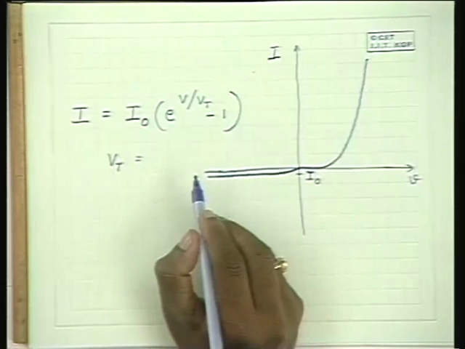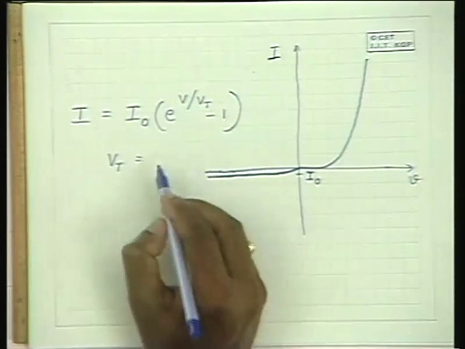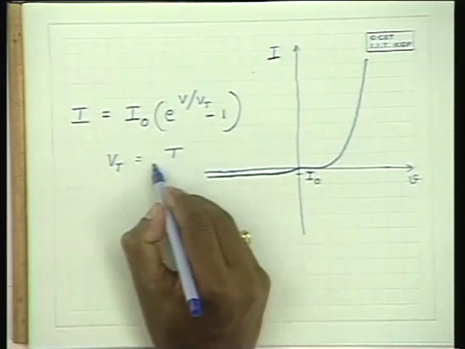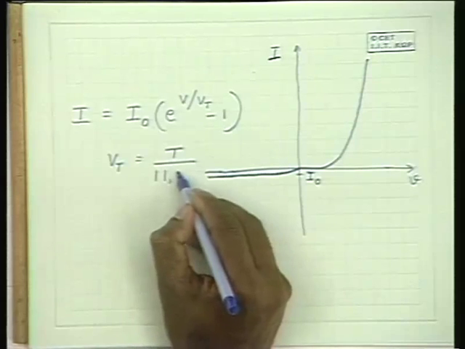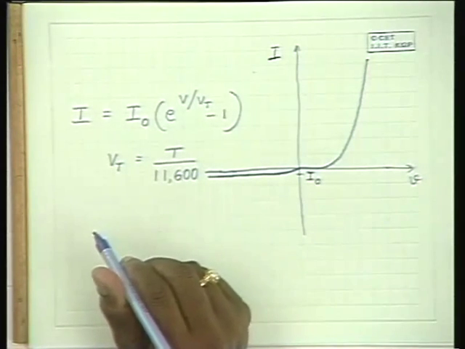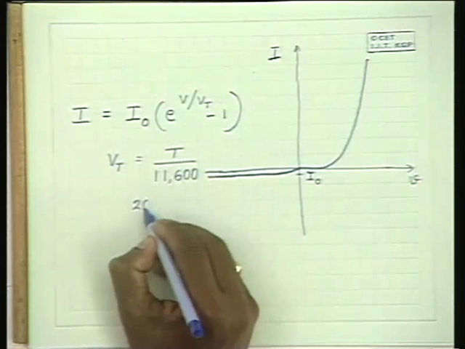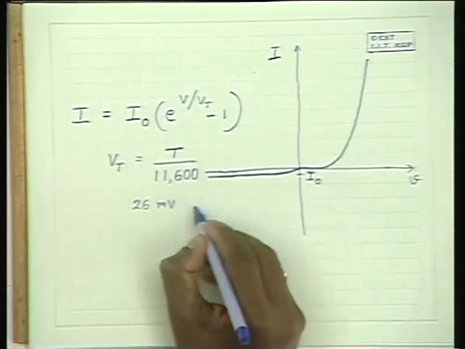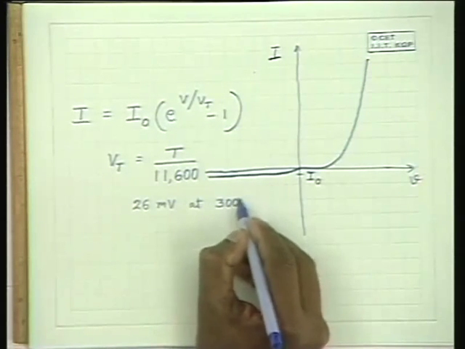Vt is related to temperature, and it is given by the absolute temperature divided by 11,600. So naturally the units are volts. This is about 26 millivolts at 300 degrees Kelvin.